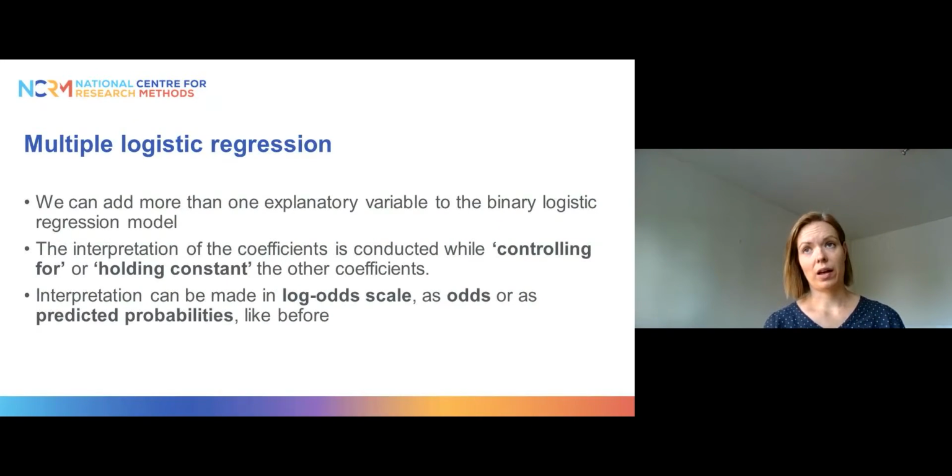Like with binary logistic regression models where you only have one explanatory variable, interpretation can be made in three different scales: log-odds scale, odds scale, and predicted probability scale. We will talk about the odds scale and the predicted probability scale today, but we will not talk about the log-odds because, as we discussed in the first lecture, it is not a very intuitive way to interpret these regression models.